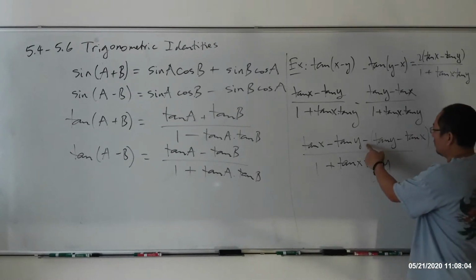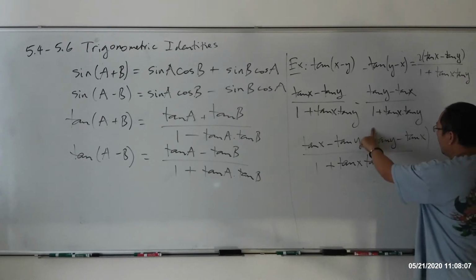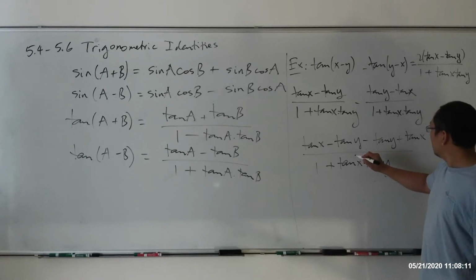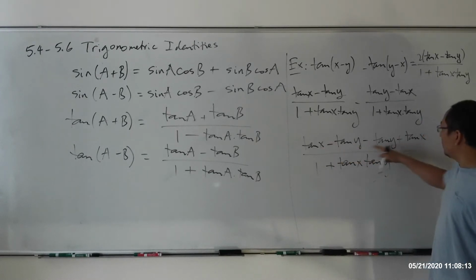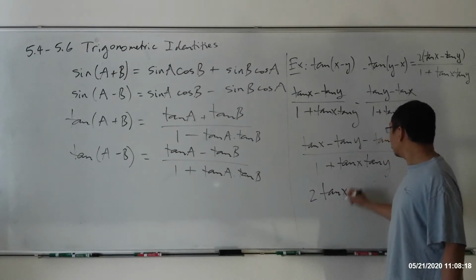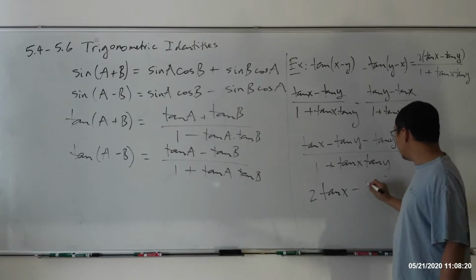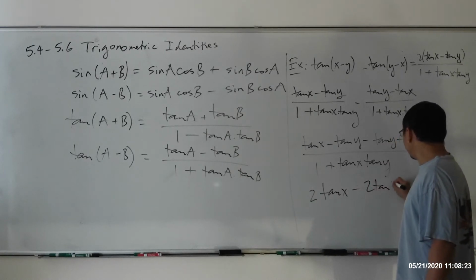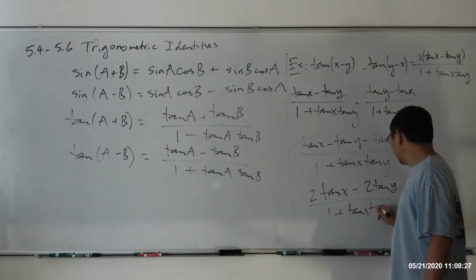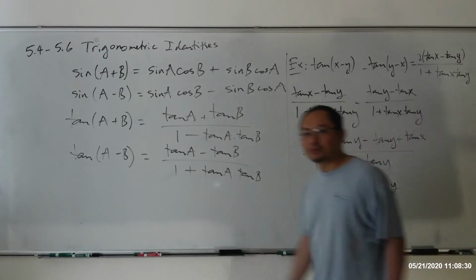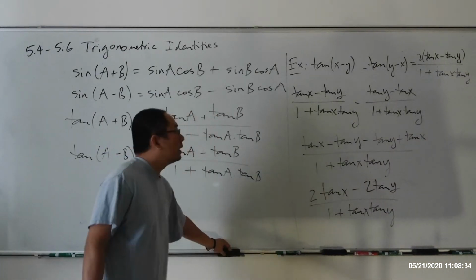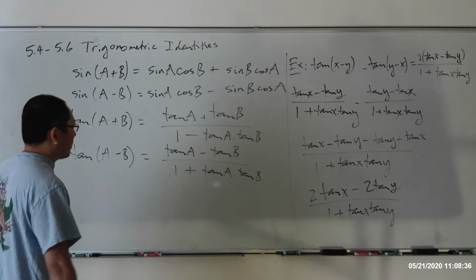Now you have to distribute a negative sign into the two terms. Minus tangent y and then plus tangent x. And then you see what you have in here, tangent x. Combine the like terms, that means tangent x plus tangent x is 2 times tangent of x. Minus tangent y minus tangent y is minus 2 times tangent of y, over 1 plus tangent x times tangent y. You have the answer. It's just a bit longer, but it's going to get you to the same answer. But it's easy to see, I think.